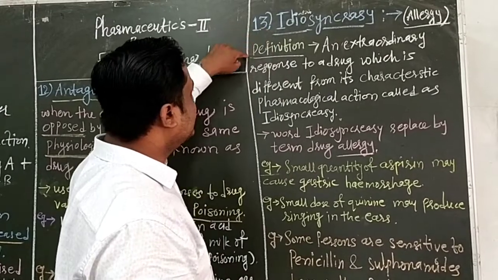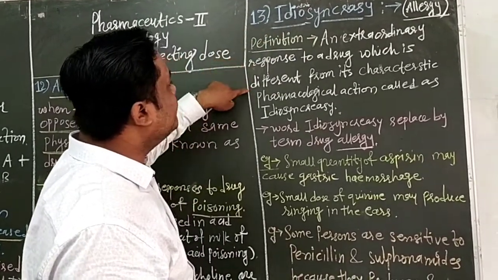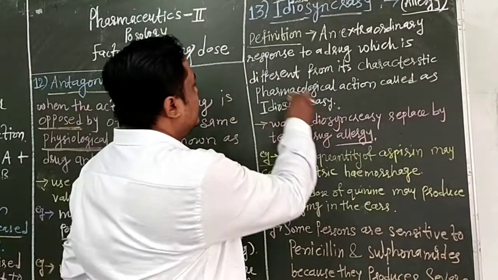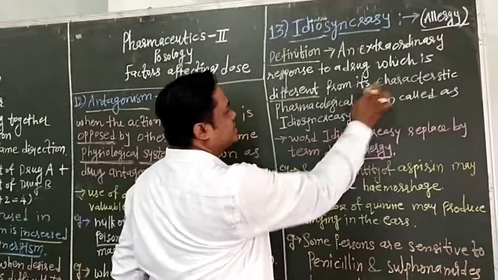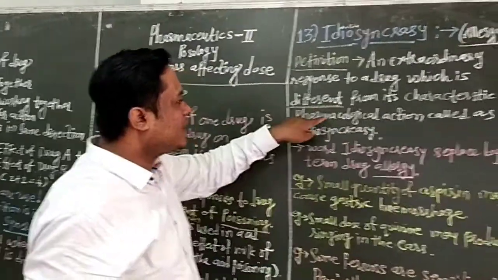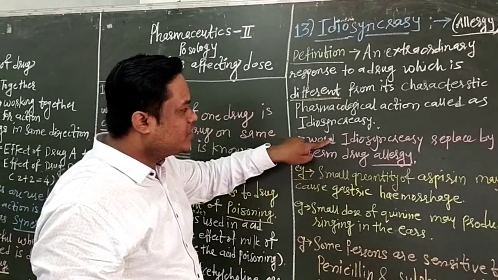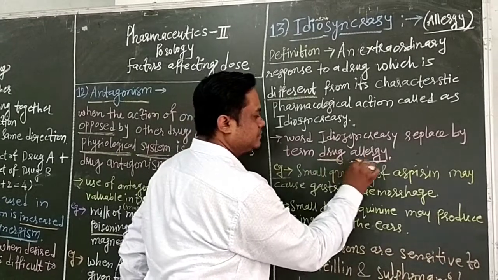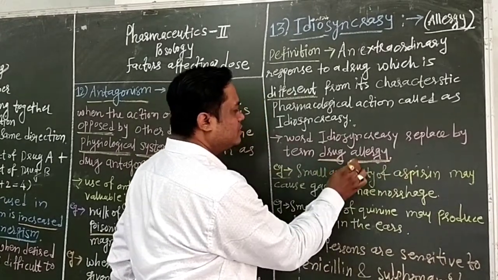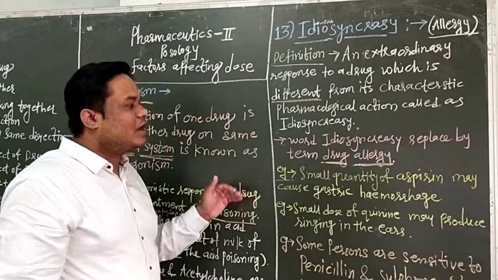What is the definition again? When an extraordinary response to a drug is different from its characteristic pharmacological action, it is called idiosyncrasy. The word idiosyncrasy is replaced by the term drug allergy. Means idiosyncrasy is simply called allergy.